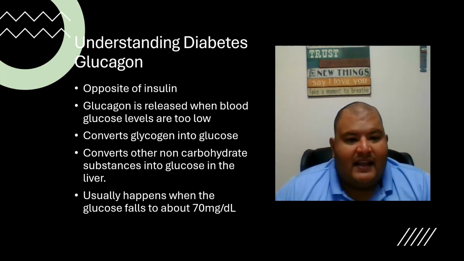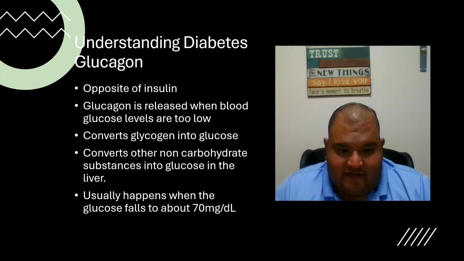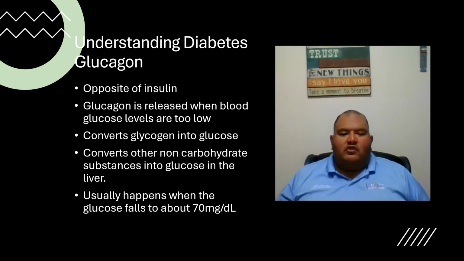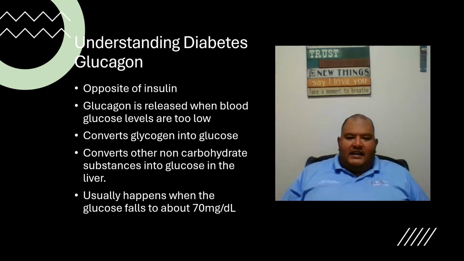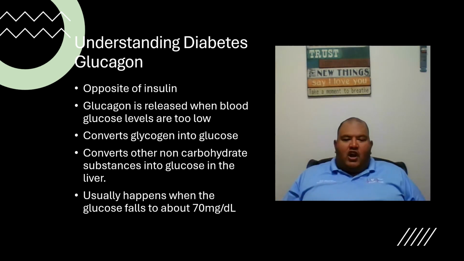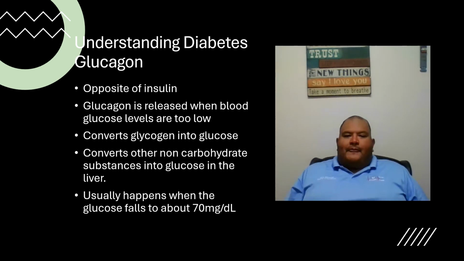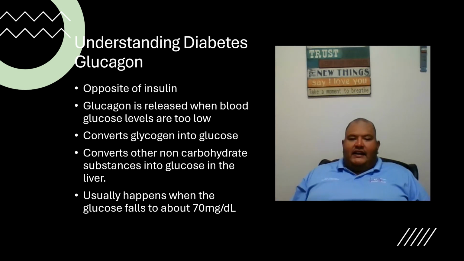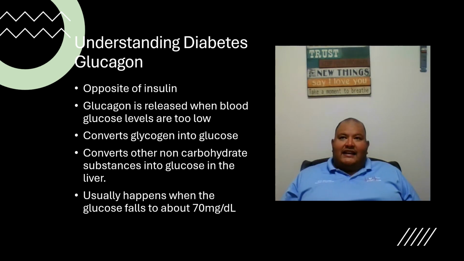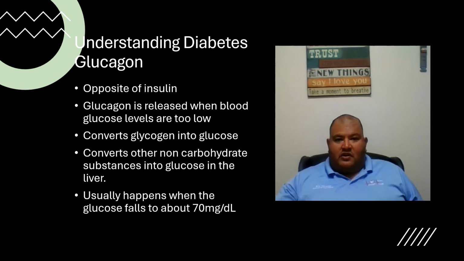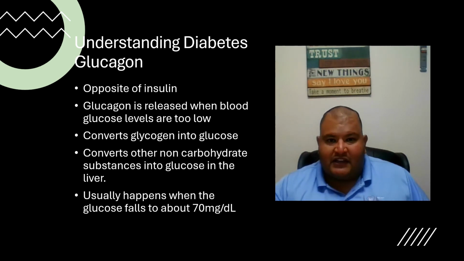So, glucagon, it does the exact opposite of insulin. Glucagon is released when glucose levels are really low. This usually happens when glucose falls to about 70 milligrams per deciliter. We'll talk about how it's measured later. This helps by converting non-carbohydrate substances and glycogen that are stored in the liver into glucose to help raise these blood sugar levels.